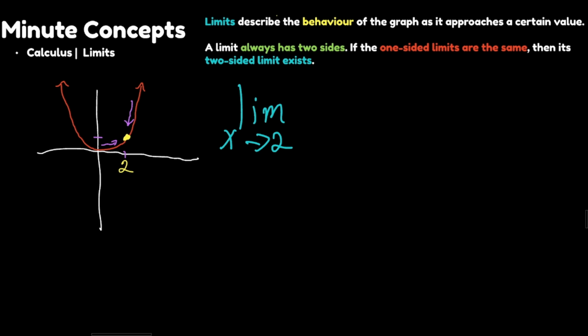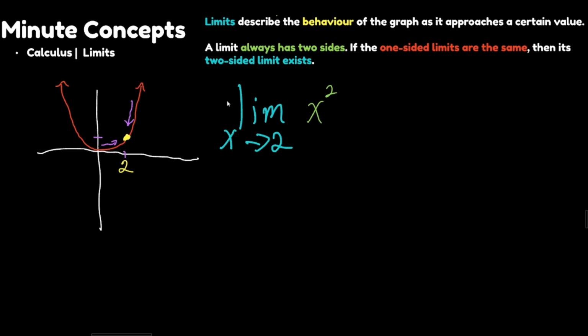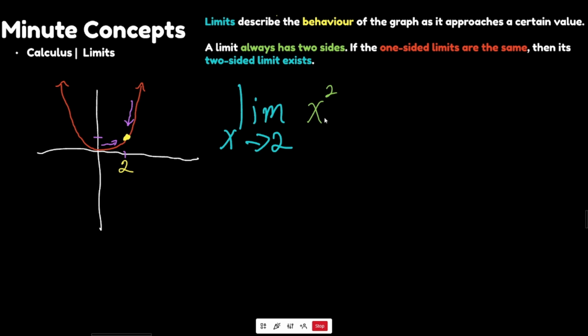So for example, take this function, which is shown by the graph here, and is described by x squared. Now, limits describe the behavior of our graph or our function here, x squared, as x approaches a certain value. Of course, you're not only limited to x; sometimes they might give you a function in terms of y, or any other variable really.